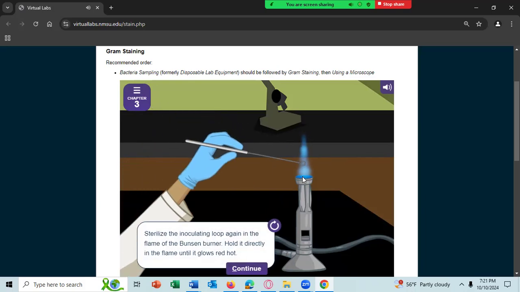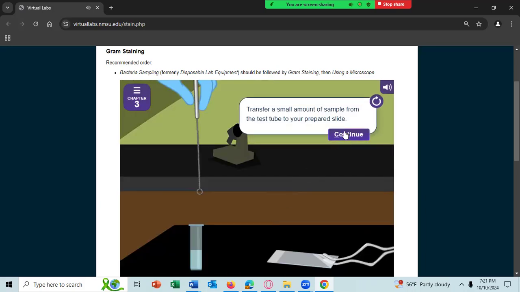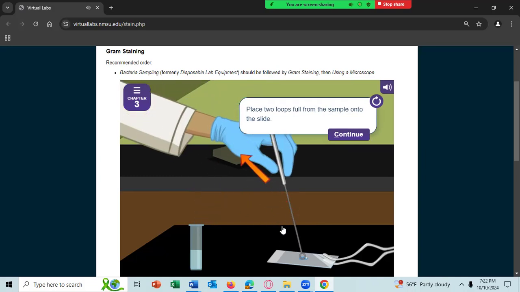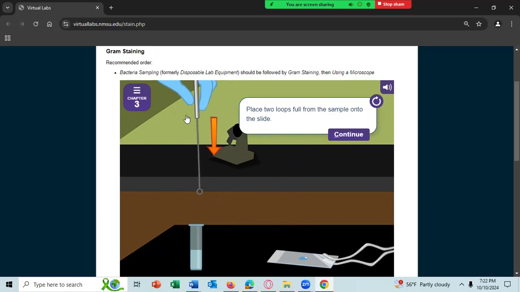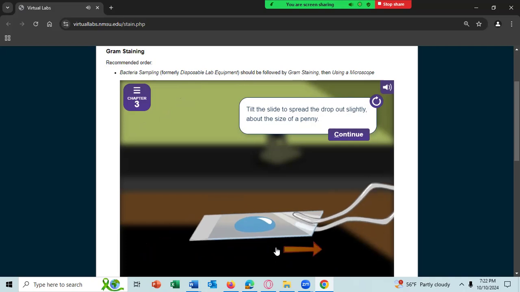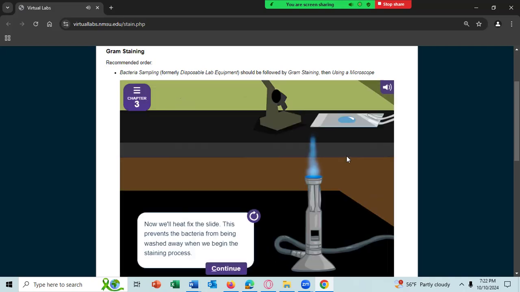Sterilize the inoculating loop again in the flame of the Bunsen burner. Hold it. Transfer a small amount of sample from the test tube to your prepared slide. Place 2 loops full from the sample onto the slide. Just follow the arrow. Tilt the slide to spread the drop out slightly, about the size of a penny. Now we'll heat fix the slide. This prevents the bacteria from being washed away when we begin the staining process.